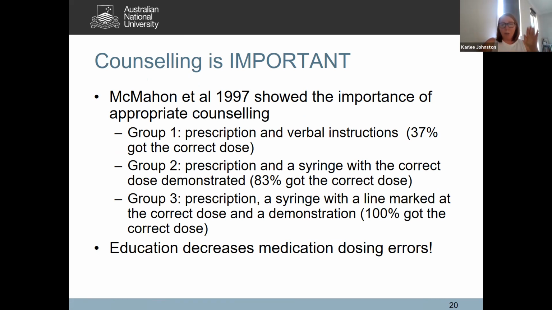Group 2 got the prescription, got a syringe, and they got shown how to draw up the dose in the syringe. About 83% of them got the correct dose when they got home. The third group got the prescription, got a syringe, and on that syringe had a line marked where they should draw the drug up to, and 100% of them got the dose right. So it just really matters. Education decreases errors.